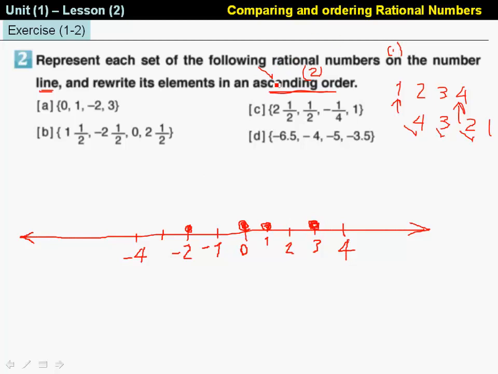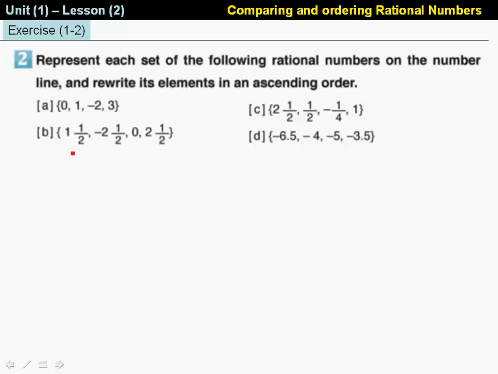So, if you want to rewrite in ascending order, ascending from small to big numbers, you have to write the numbers from left to right. If we walk from left to right, this is the first number we will take and continue till 0, 1, and 3. This is the ascending order.